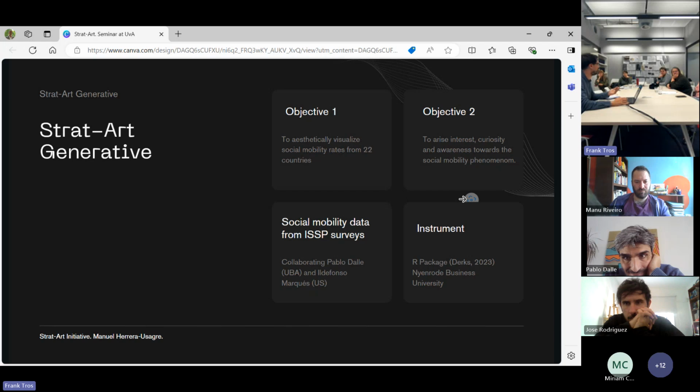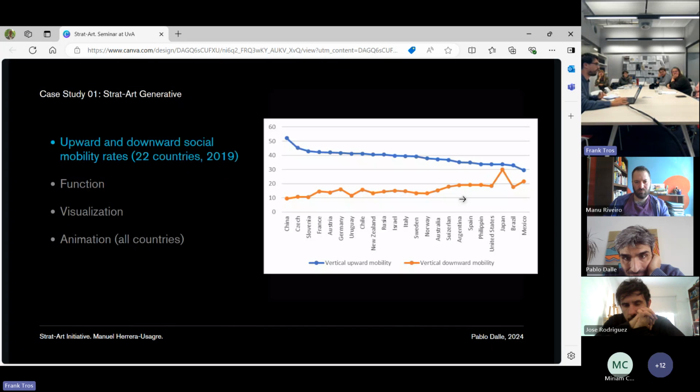And the instrument I'm going to use is the statistical art package with a little module of sine wave generator that we have. So how did I proceed? Basically, I took the information that Pablo Dale and Ildefonso Marquez elaborated. This is basically telling us the percentage of people experiencing upward social mobility in a country and the people experiencing downward social mobility, so they're moving downward on the social ladder.